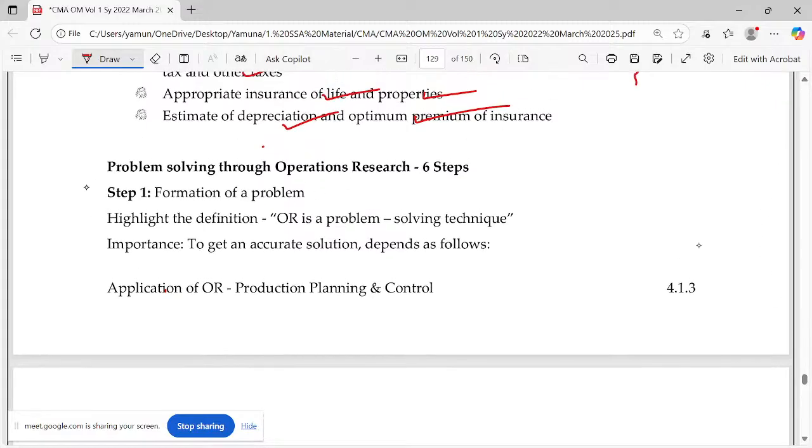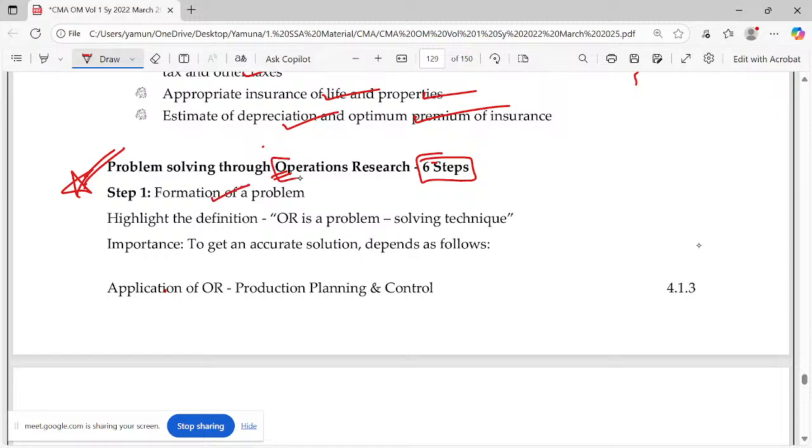This heading is often repeated when compared to the earlier one. In the earlier one, we have 10 headings and anyone is randomly asked. But when you go for this heading, how you are going to solve production planning related things using operational research. So this is often repeated. Actually, it involves 6 steps. First, you have to formulate the problem.